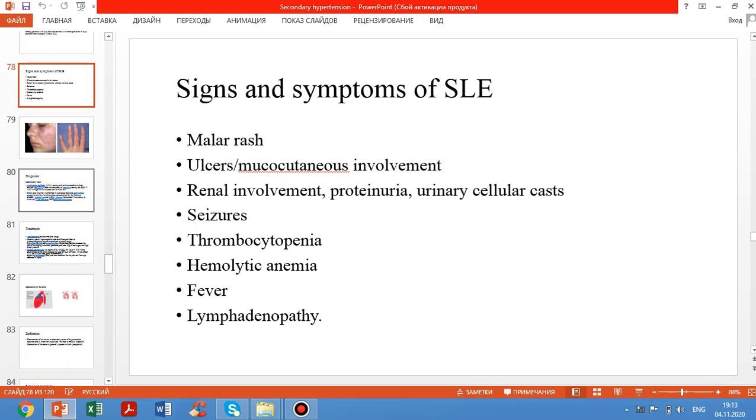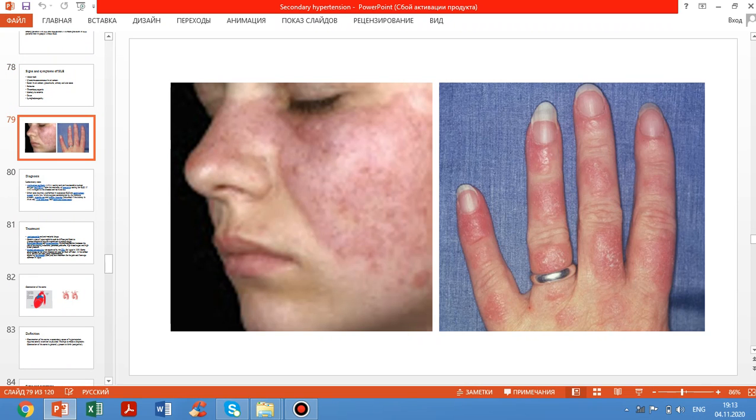Signs and symptoms of systemic lupus erythematosus: malar rash, ulcer mucocutaneous involvement, renal involvement, proteinuria, urinary cellular casts, seizure, thrombocytopenia, hemolytic anemia, fever, lymphadenopathy. You can see the patient with malar rash and the skin changes in the hand.